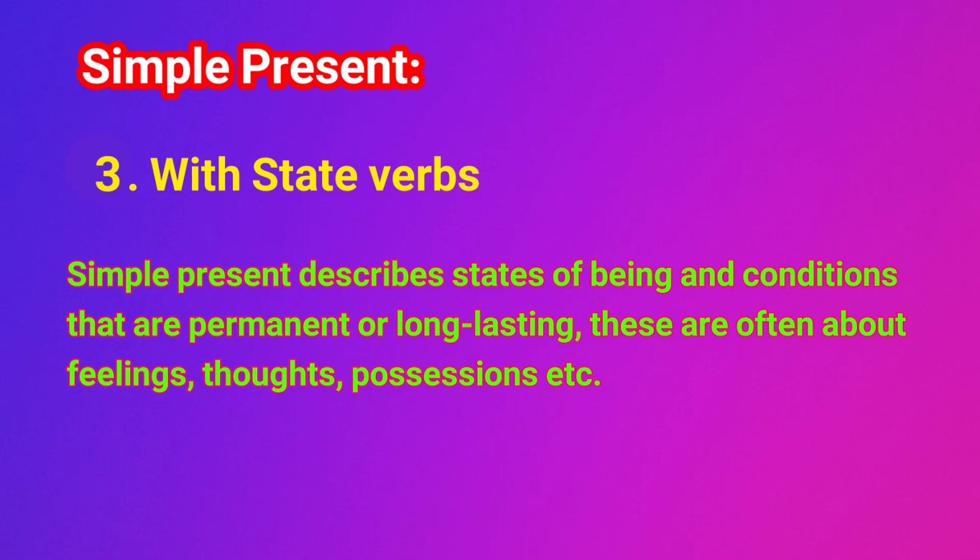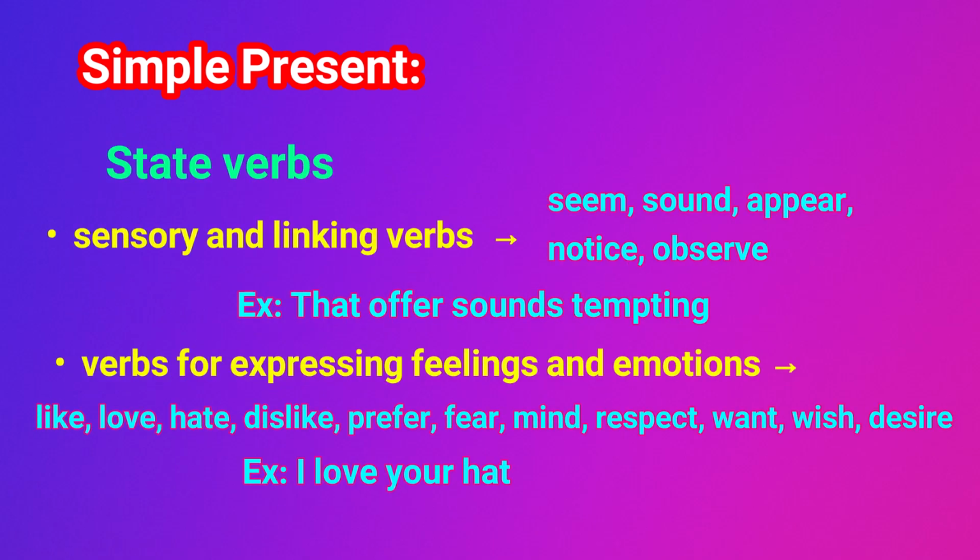3. We use simple present with state verbs. Here, it describes states of being and conditions that are permanent or long-lasting. These are often about feelings, thoughts, positions, etc. Here is a list of state verbs. Sensory and linking verbs: seem, sound, appear, notice, observe. For example, that offer sounds tempting. We don't use ing, we use the base verb.